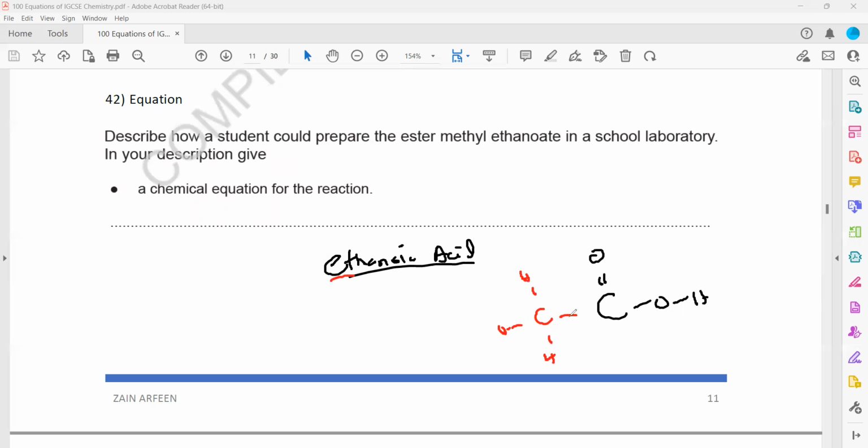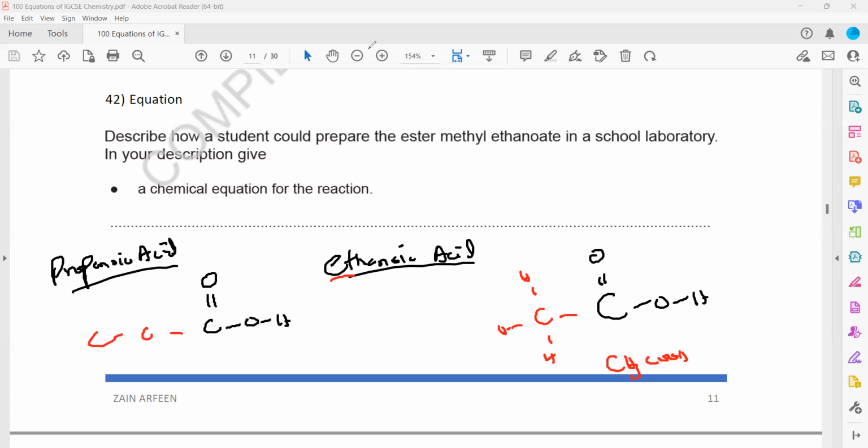So this will be CH3COOH. If they ask for propanoic acid, this structure should always be there in a carboxylic acid. So prop means 3. 1 is already there, so 2 more you need, 1 and 2. And then put hydrogen. The last one should have 3 hydrogen. The center one will have 2 hydrogen because of the 2 bonds it can form.